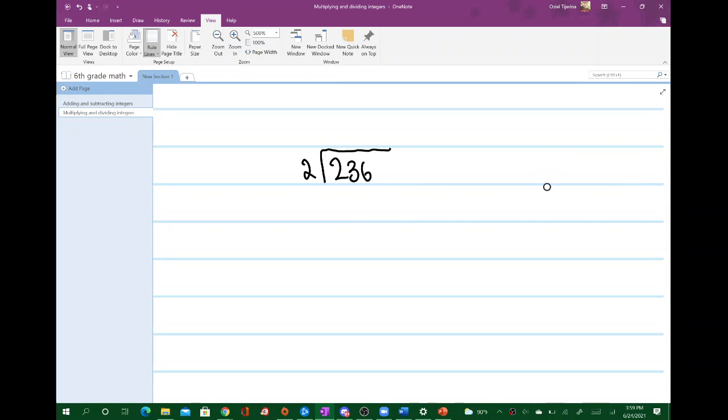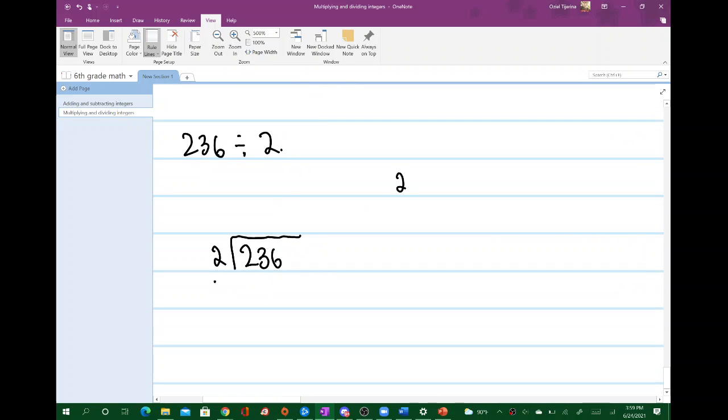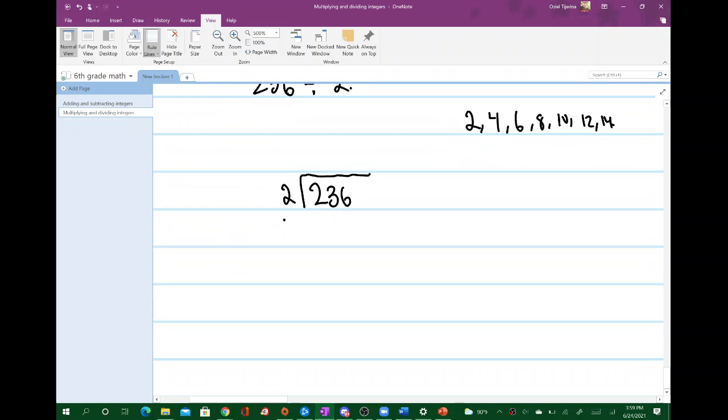The way that we do it is basically, if we do our multiples of 2: 2, and then what is 2 plus 2? That's 4. What is 4 plus 2? That's 6. 6 plus 2 is 8. 8 plus 2 is 10. 10 plus 2 is 12. 12 plus 2 is 14.